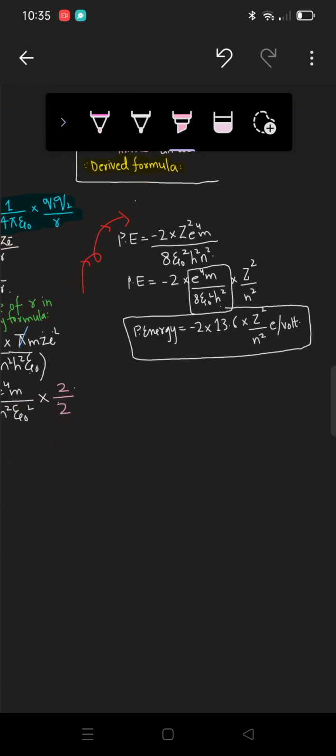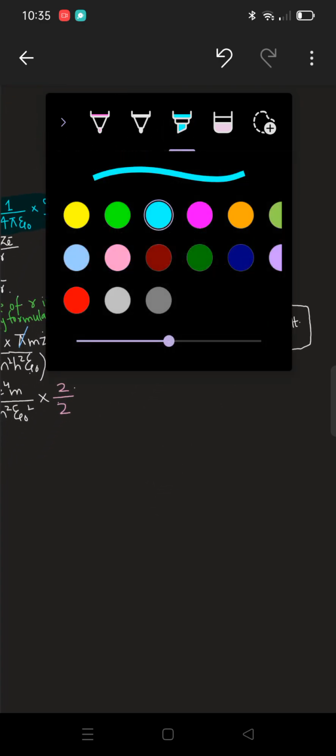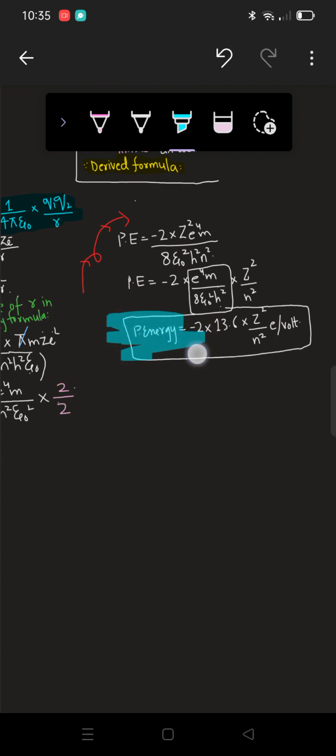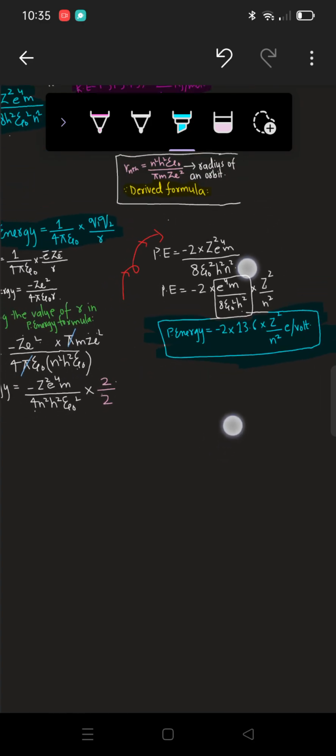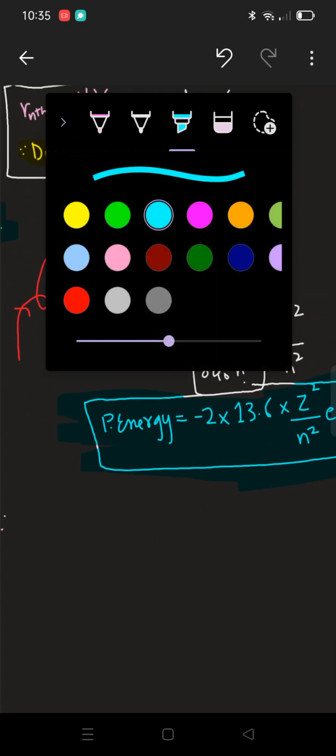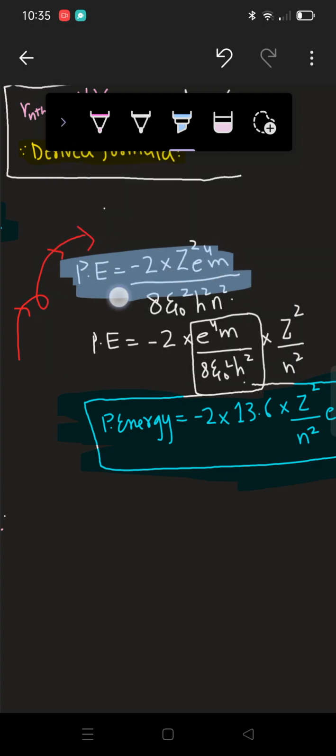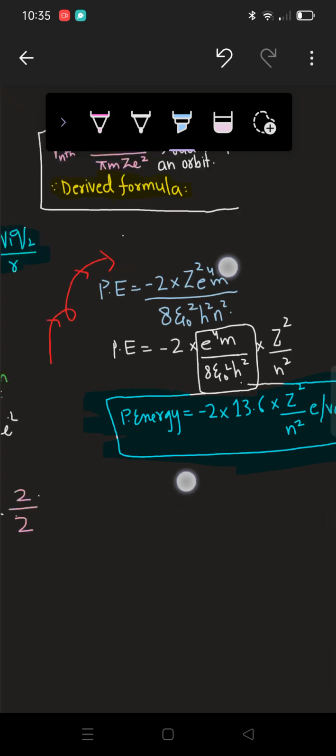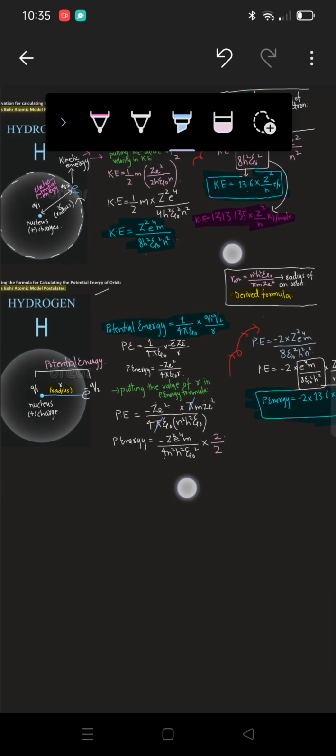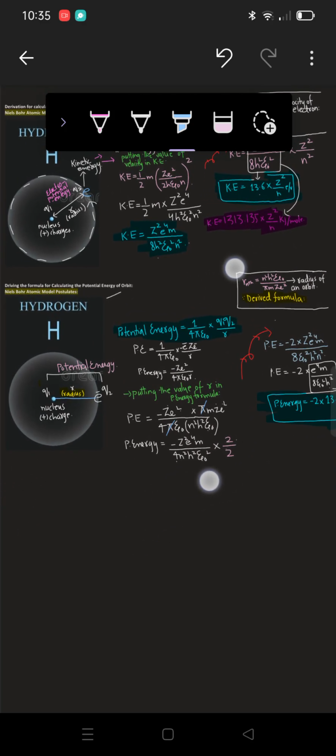Now let me highlight this so it can look good. Today we have derived the formula for calculating the potential energy of an orbit as well. Okay, so in the next video we're going to calculate the total energy of an orbit.